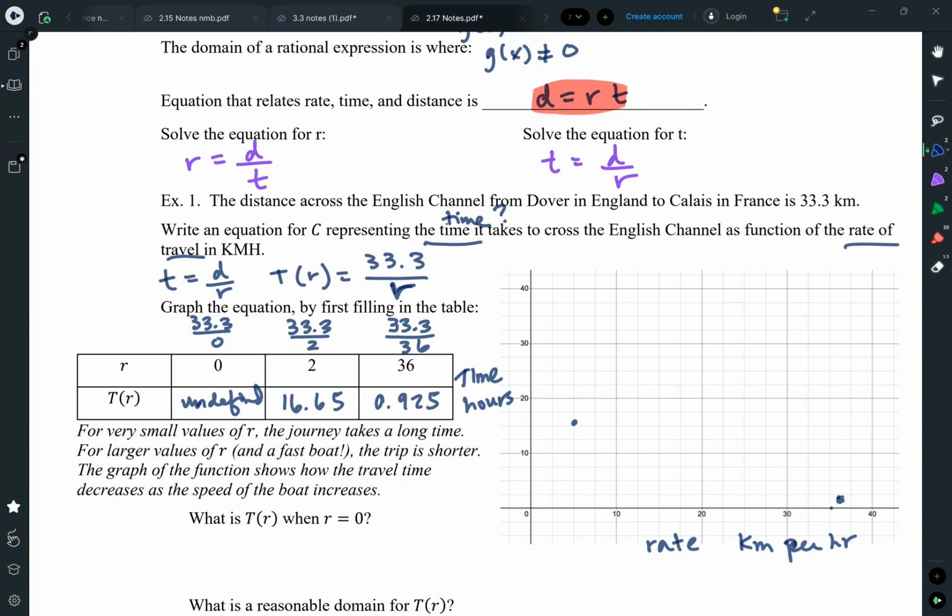Other easy points. If we are traveling at a rate of 33.3 kilometers per hour, it would take us exactly 1 hour. So that's a point a little bit above this one. If I traveled at a rate of 10 kilometers per hour, I would get 3.33 hours. So let's put that point in about here. If I traveled at a rate of 1 kilometer per hour, it would take me 33.3 hours. So I've got enough to do a graph here.